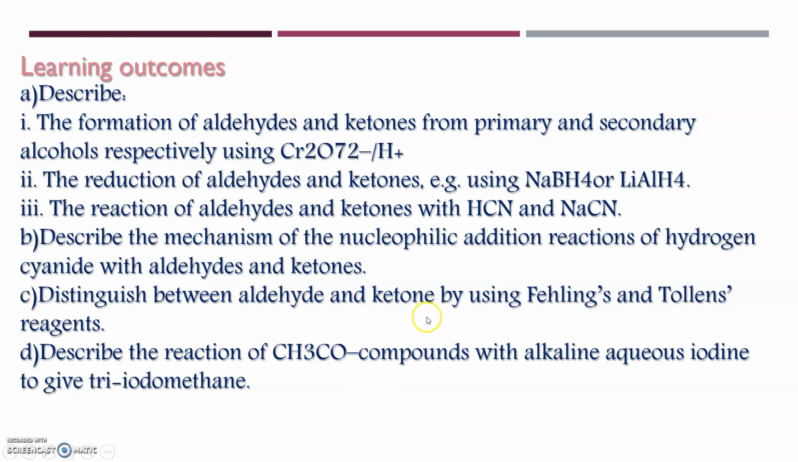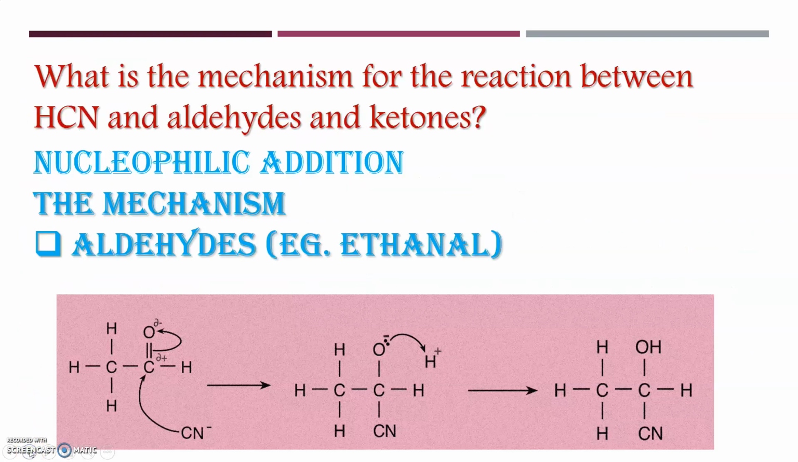Now, distinguishing between aldehydes and ketones using Fehling's and Tollens' reagent, and describing the reaction of CH3CO compounds with alkaline aqueous iodine to give triiodomethane. Let's start. Let's remember the nucleophilic addition.